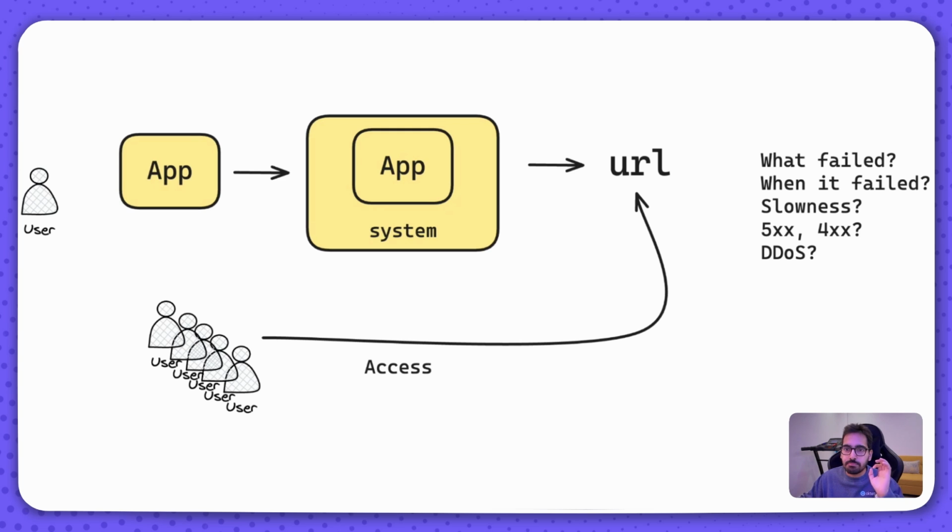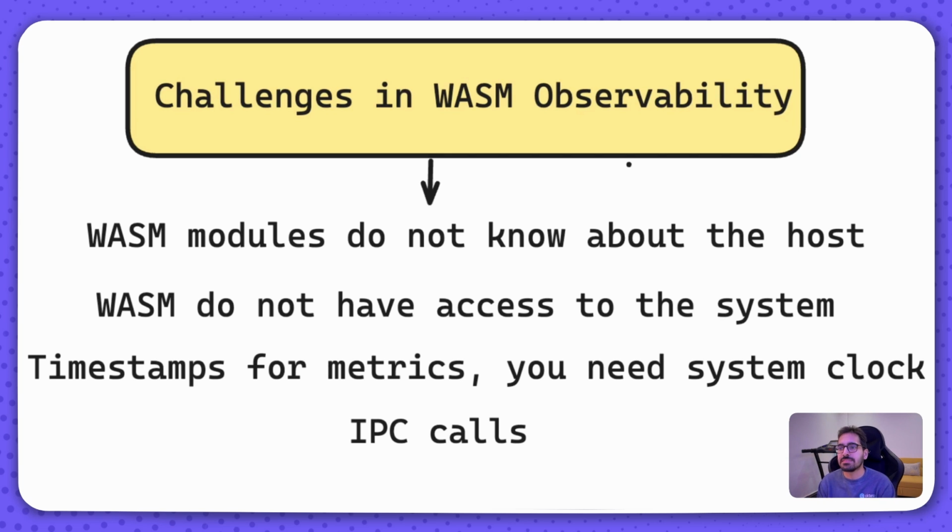Now, there can be days when things fail, and you need to find out what failed, when it failed, what the slowness is all about, which part of your application page is slow, how many 500 errors, how many 400 errors, and whether there is any DDoS attack. So there has to be an observability system in place to get answers to all these questions. Now let's come to challenges in WebAssembly observability. Whenever the application is deployed, what happens?